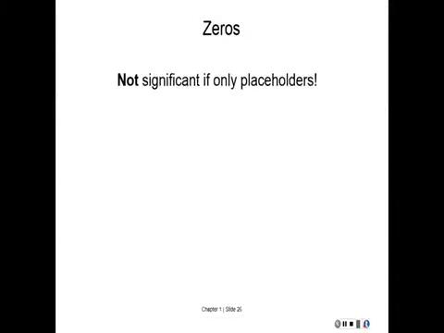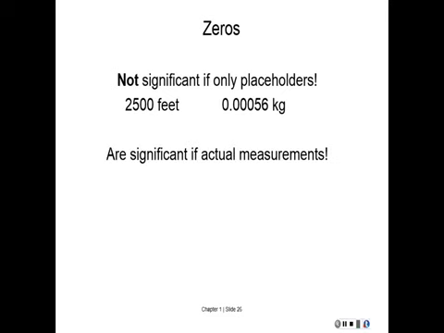Just to review with the zeros, they're not significant if they're only placeholders. And here are the examples where they're not significant. When they end the number, but there's no decimal point, or when they begin a number, they're not significant. Zeros are significant if they're actual measurements. And here are the examples. If you have zeros with the decimal point, these zeros are significant, or a zero trapped between non-zero digits.